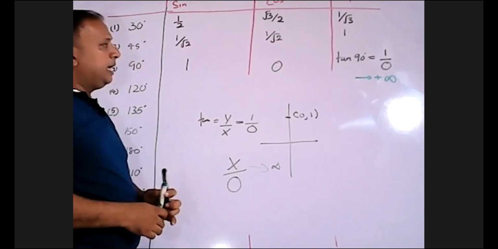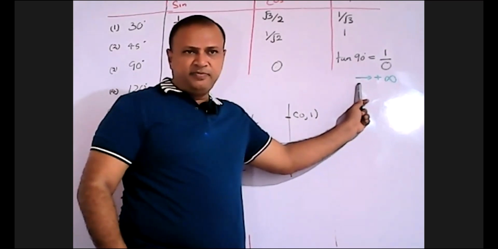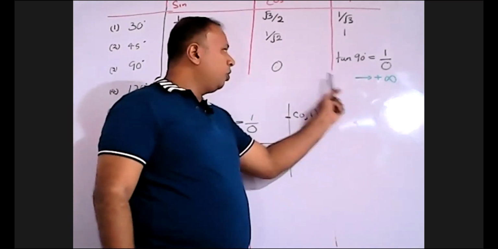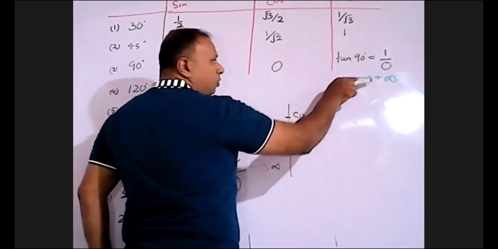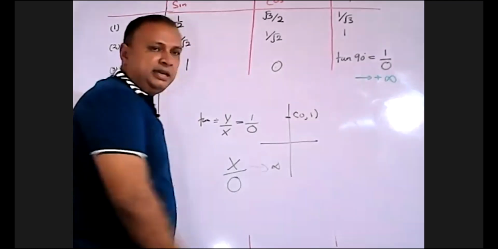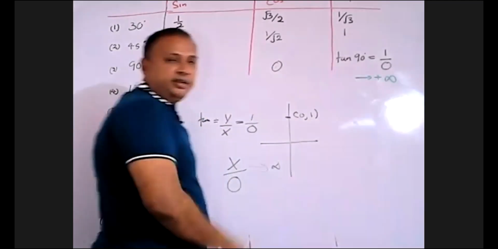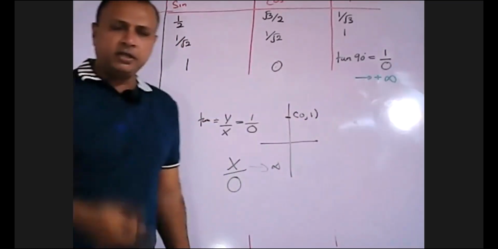Okay. Therefore, we do not put any equal mark. We cannot equate because we don't know any number. So normally we represent it as an arrow and plus infinity. This arrow says it goes to infinity. Did you get my point?